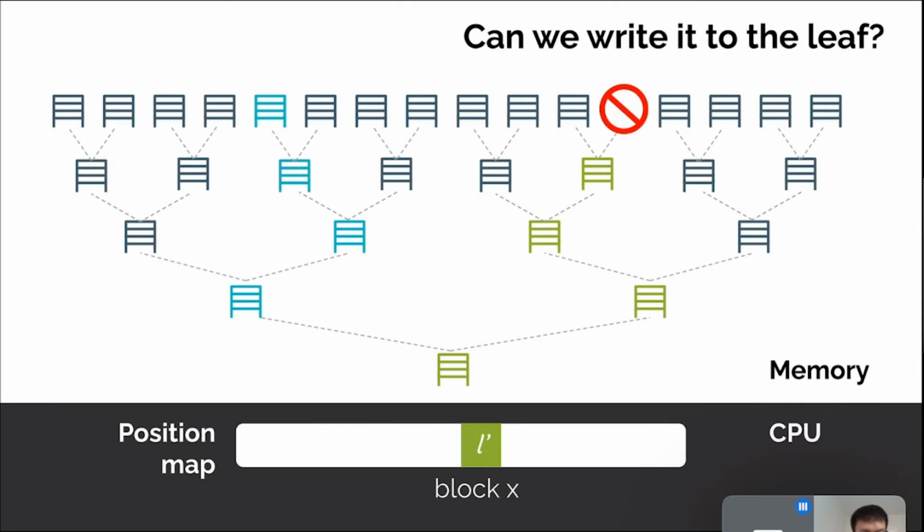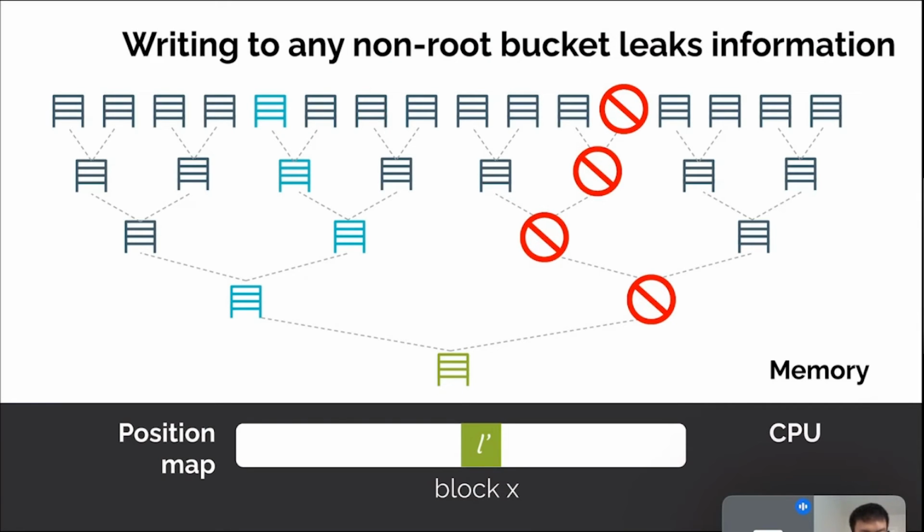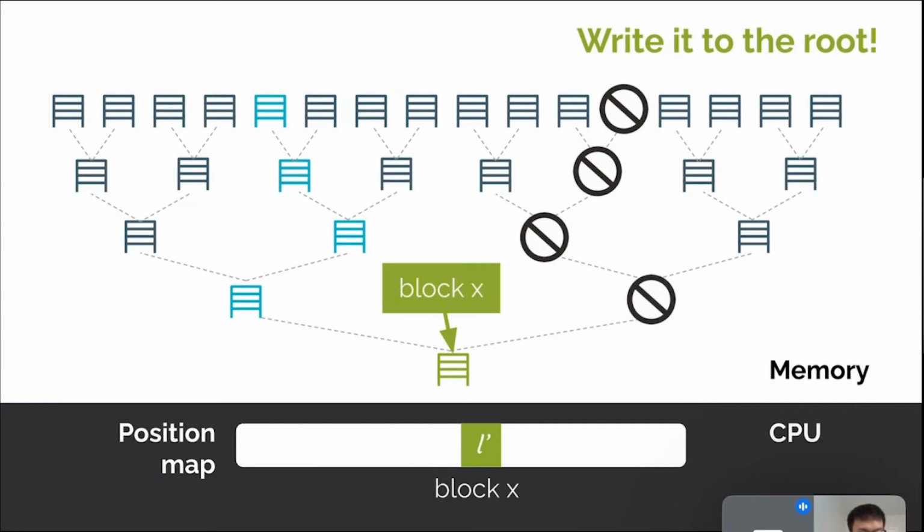So for this reason, you don't want to write it directly to the leaf, because it discloses the choice of the new path. And for a similar reason, you don't want to write it to any of the internal nodes, because all of these nodes still disclose partial information about this new path. So the only safe place left is to write it to the root. And the root is on every path, right? So you basically have written it to the new path without disclosing the choice of the new path.